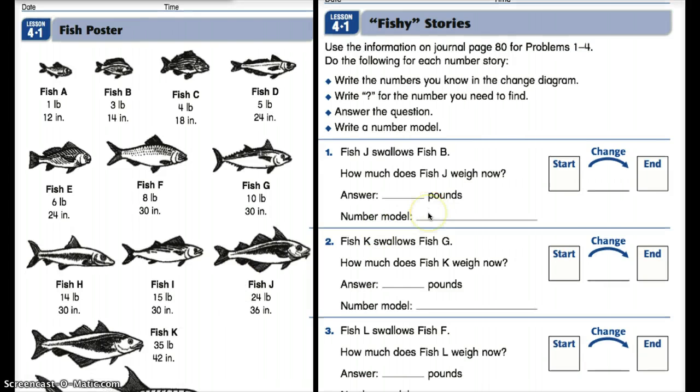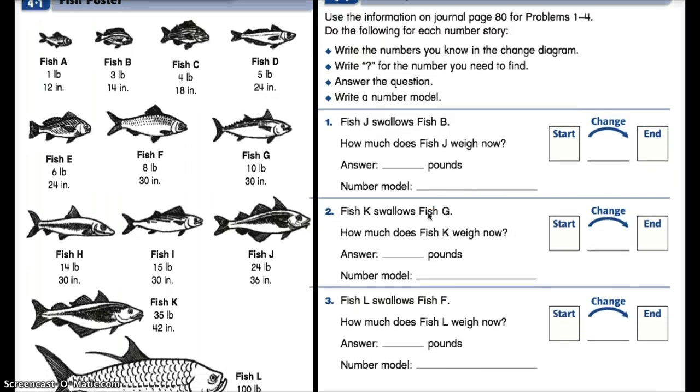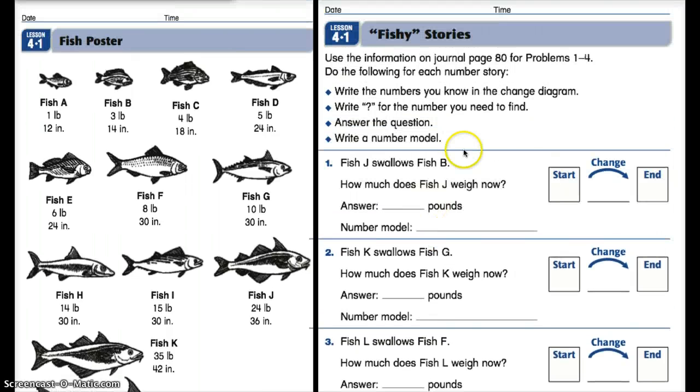Okay, and then on page 81, there's some stories that we need to figure out what's happening in these stories. They are called fishy stories. I'm going to go ahead and read the directions. That's a great place to start.